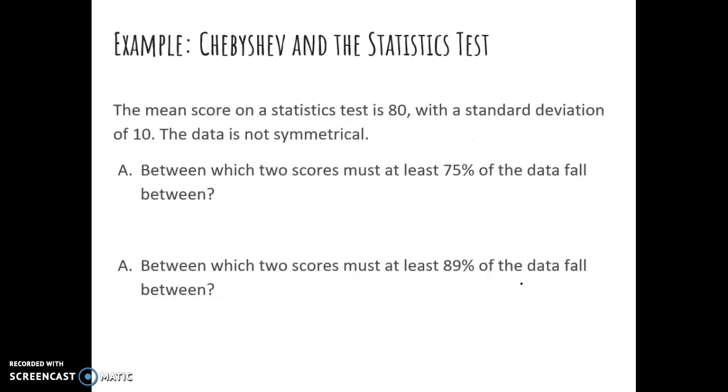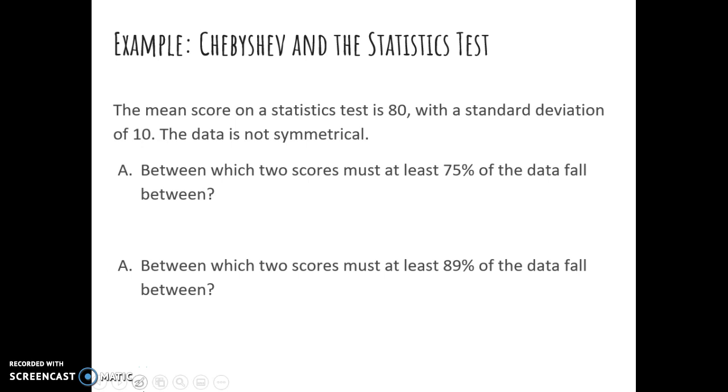Okay, so pause the video and try this one. Okay, so the mean score on a statistics test is 80 with a standard deviation of 10. Hopefully you worked this one out. You paused the video and worked it. So let's see what the answer would be.